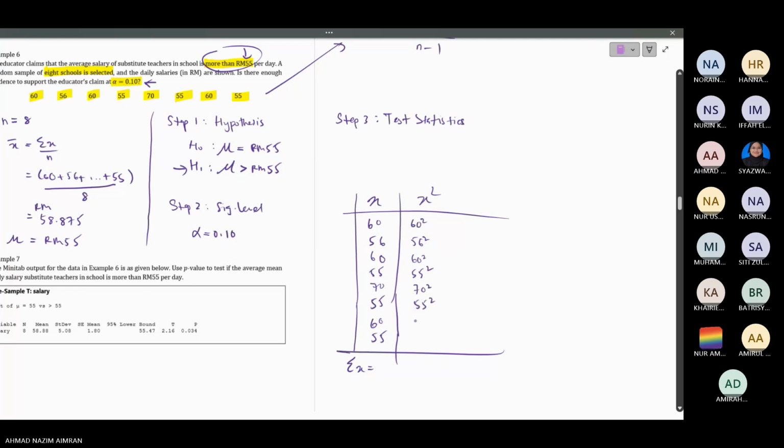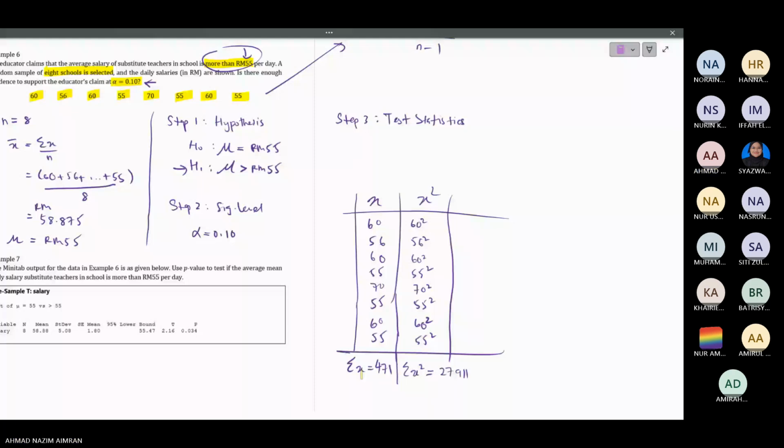Anyone? What is the summation of x? It is equal to 471. And if you sum up all the x square values here, you should get summation of x squared that is equal to 27911. Okay, so these values will be used to calculate the standard deviation.